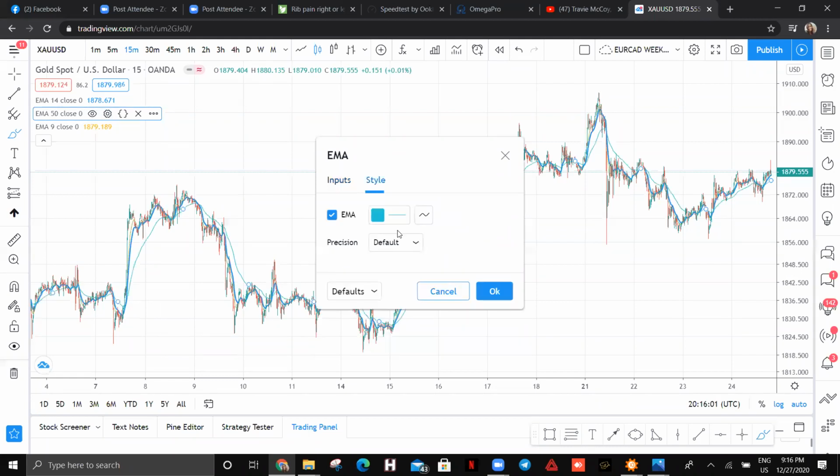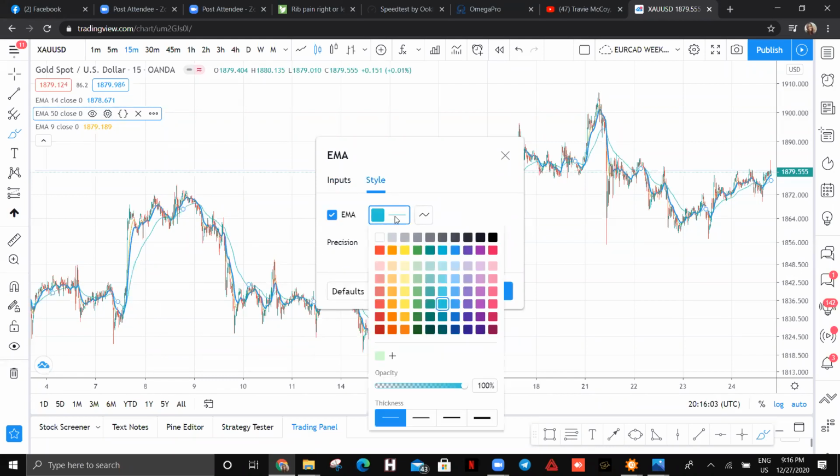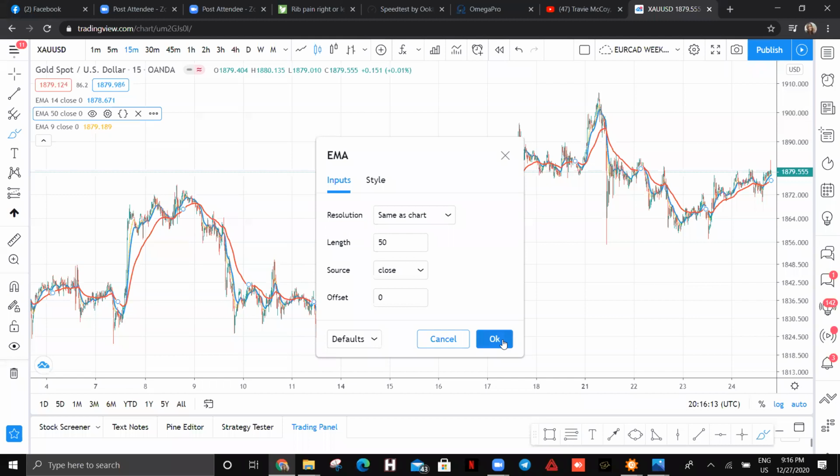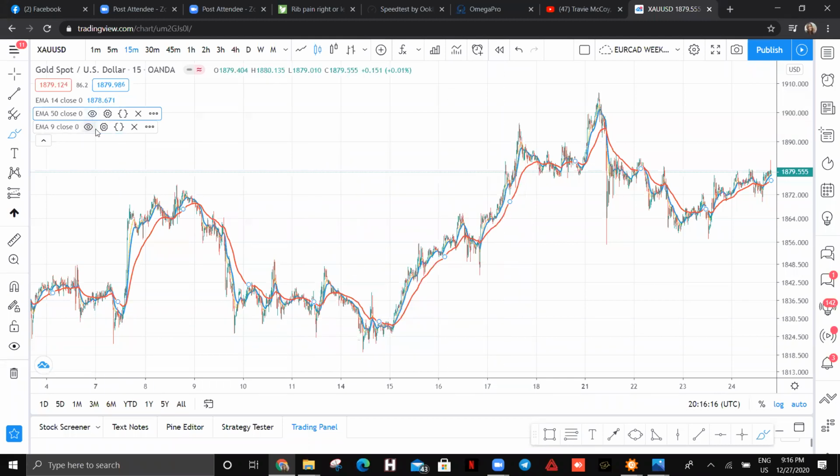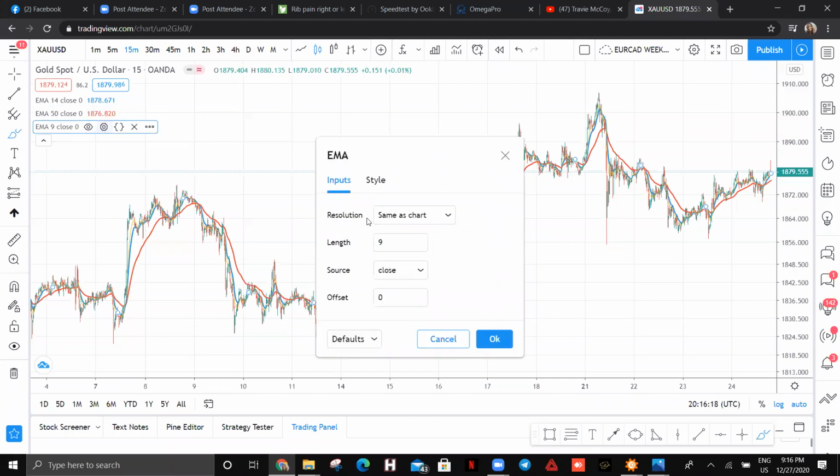This time, make sure it's a different color. Let me change this to red because the other one is blue. Make it thicker. Okay, and you click on OK. And this other one is 200. Change it the same way I'm doing on my system. You do it on your mobile phone.